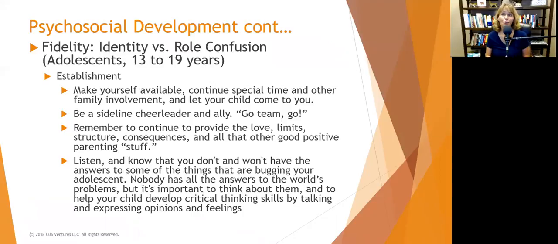Remember to continue to provide love, limits, structure, and consequences, and all that other good positive parenting stuff. Just because they are 16 years old doesn't mean they don't need a little bit of structure.